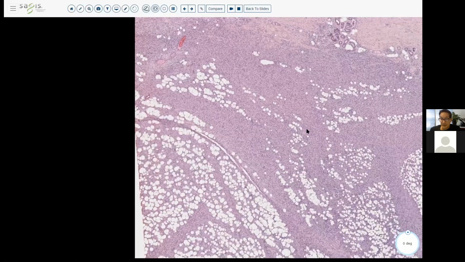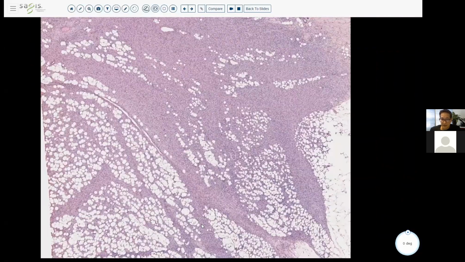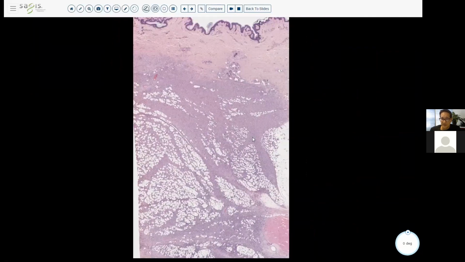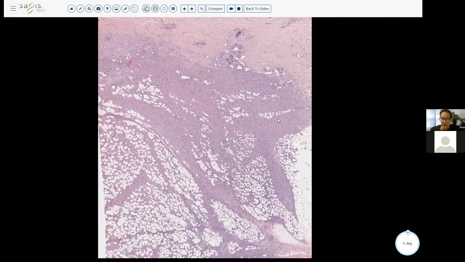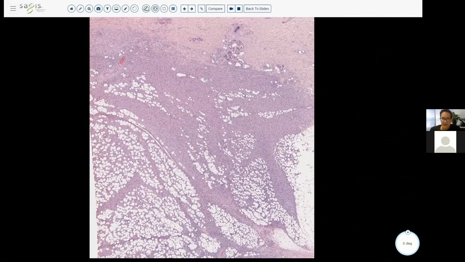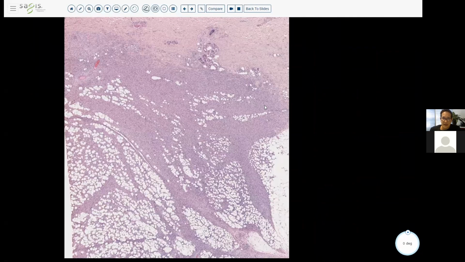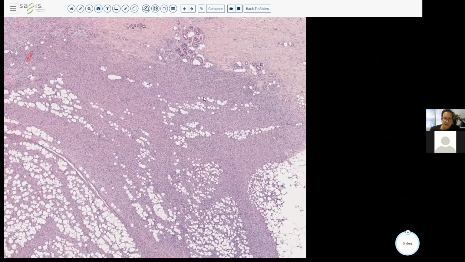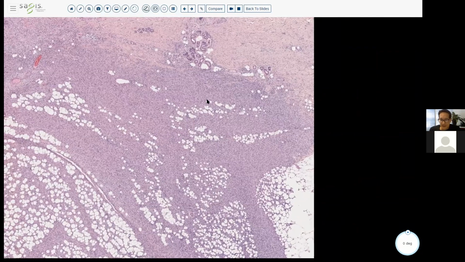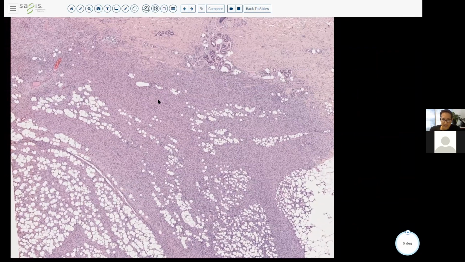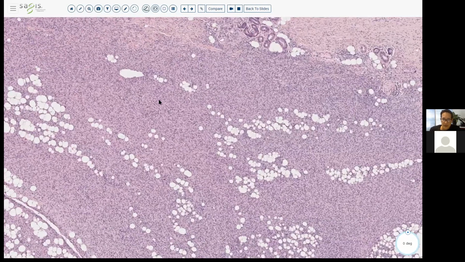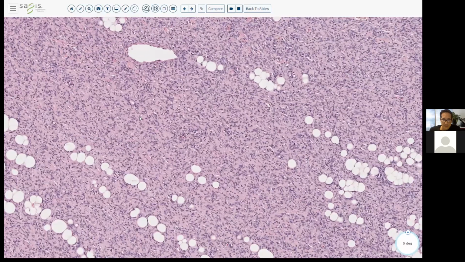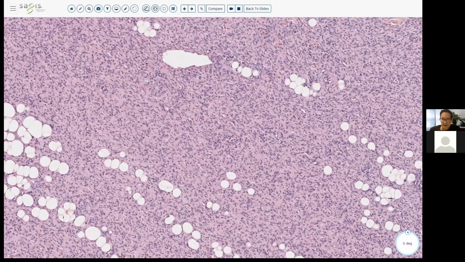But in this case, they are going deep into the subcutaneous fat, and that's what clues you into what this is. This is a dermatofibrosarcoma protuberans, or DFSP. DFSP is kind of interesting because unlike what you normally would think in a malignant neoplasm, the cells are actually quite monomorphous and not pleomorphic. Okay, the nuclei are quite small, but look how cellular this is.